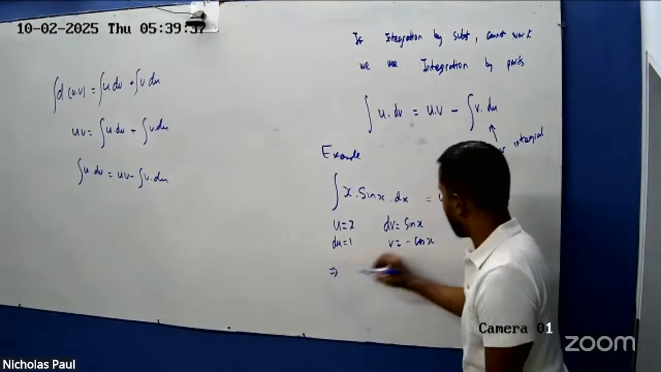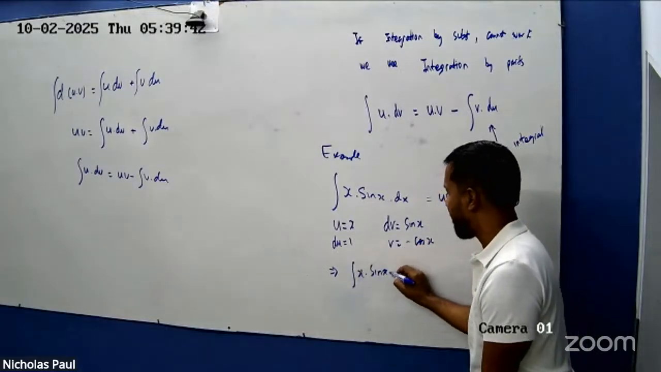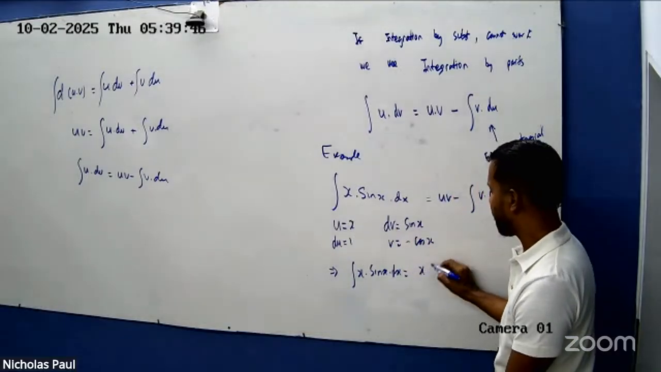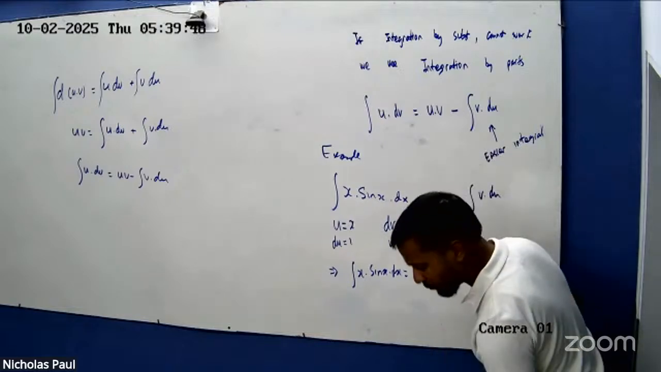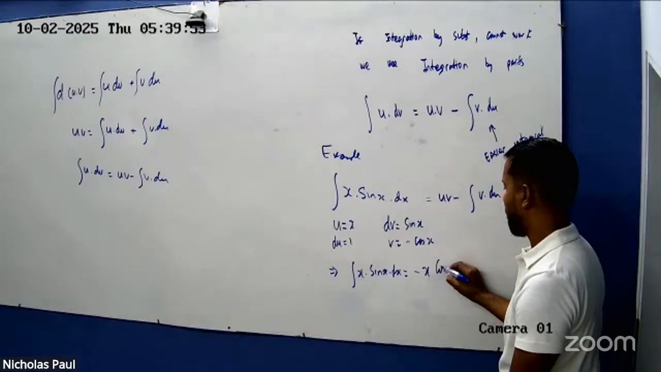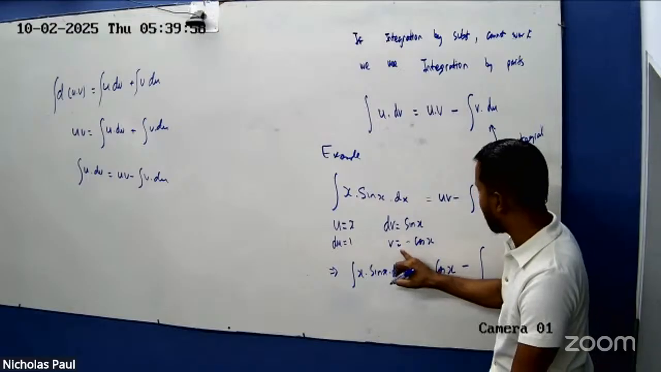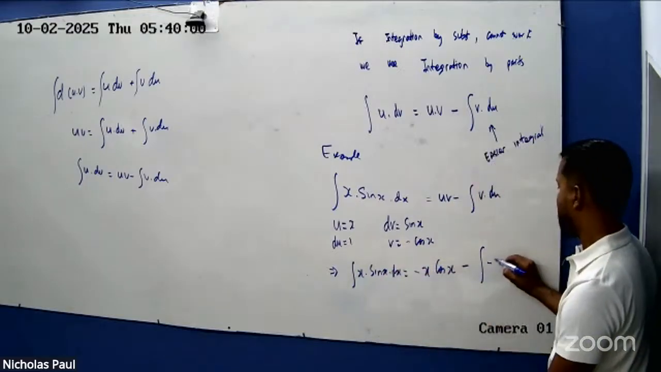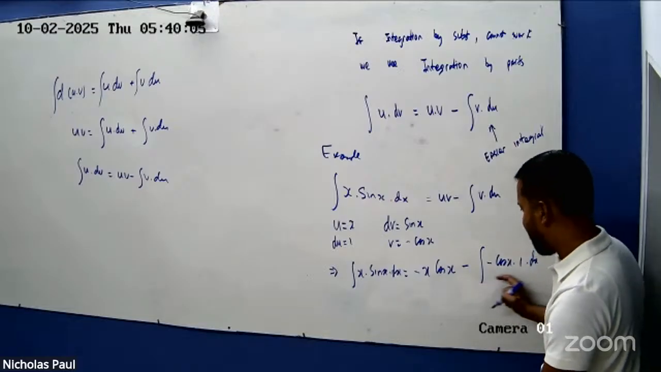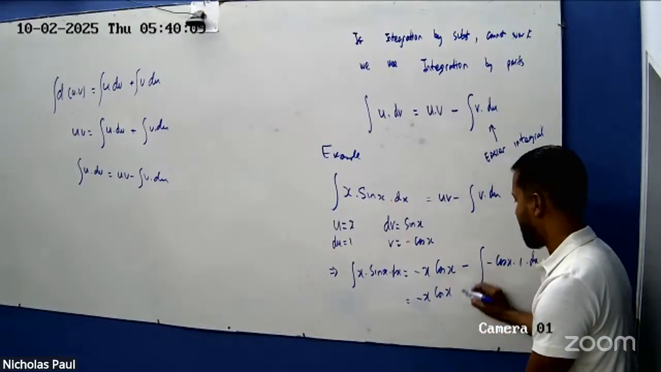So I'm going to substitute. The integral of x sine x dx is u times v, minus the integral of v times du, minus cos x times 1. I'm just simplifying this a little bit before I make my decision. A minus and a minus makes a plus.